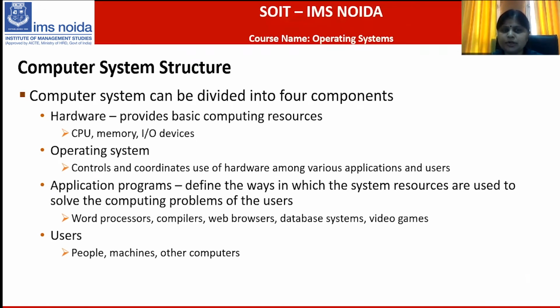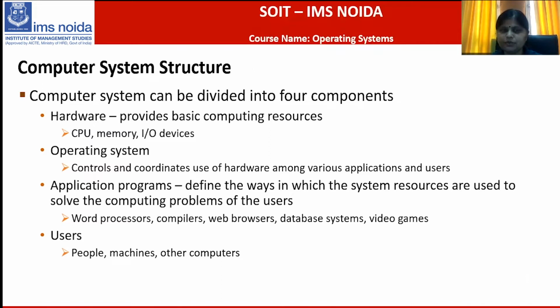When we talk about the computer system, we should know the computer system structure, and we divide all the components into four main components. The first component is the hardware. What is the hardware? Hardware provides basic computing resources. The computing resources are CPU, memory, and input-output devices.